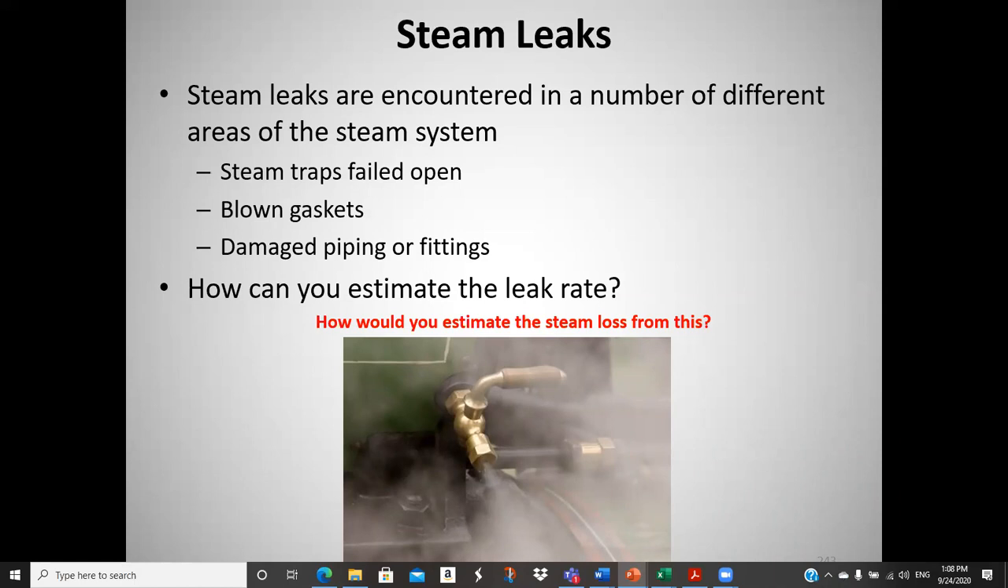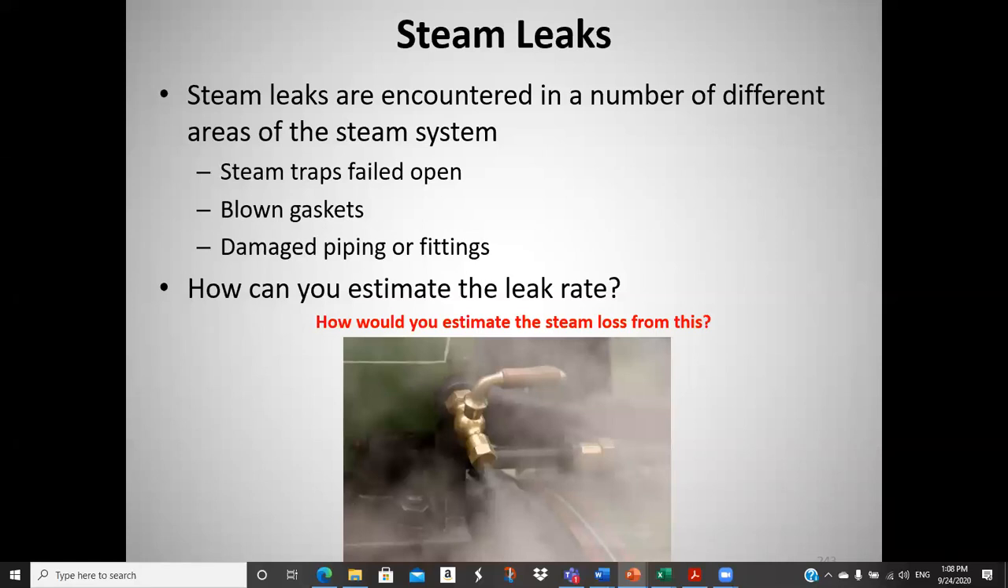But we can have steam traps open, blown gaskets, damaged pipes and fittings. So you walk up and you see something like this. See, the valve handle is perpendicular to the valve, but it's leaking through. So it's failed. Well, how do you estimate how much that is? Is that 10 pounds an hour? Is that 100 pounds an hour? Is that 1,000 pounds an hour?